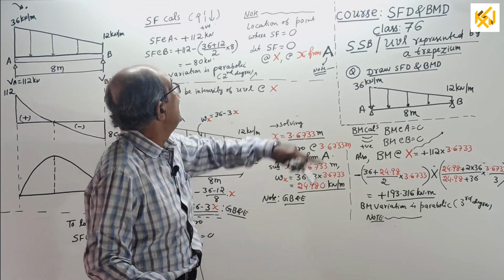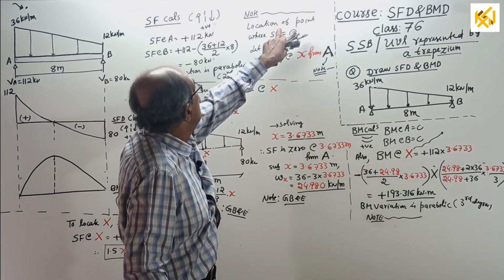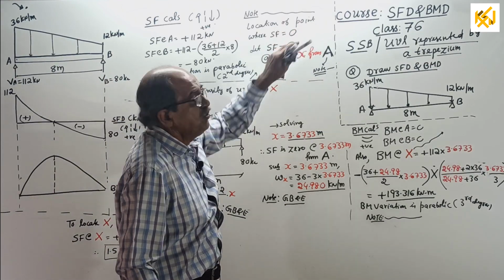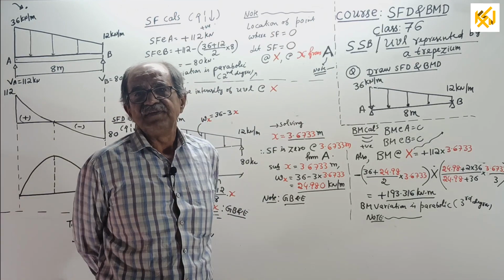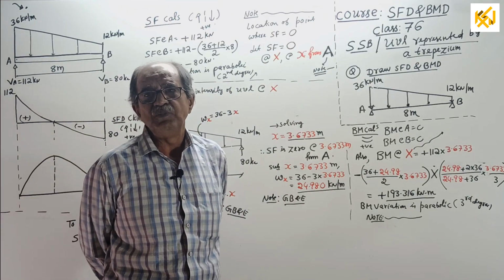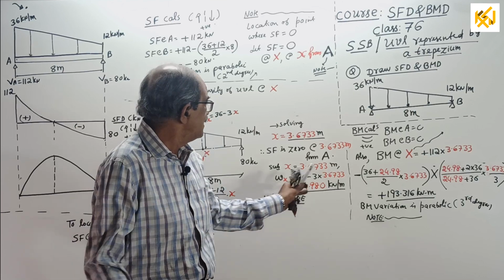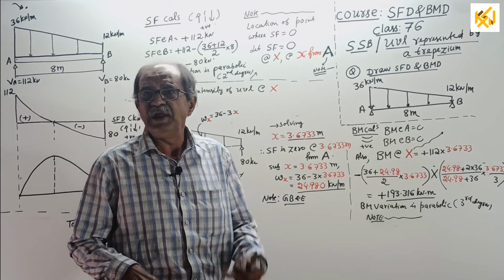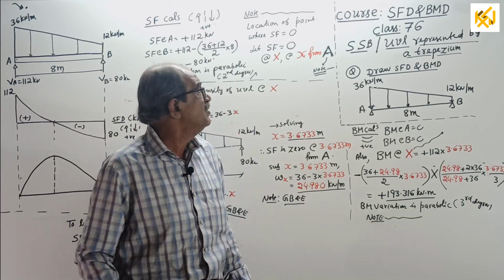I forgot one thing. You have to write one more note here. Location of the point where shear force is 0, one more note there. That is the point where bending moment is going to be maximum. Here there is a space problem. I am dictating. This I told you earlier so many times.